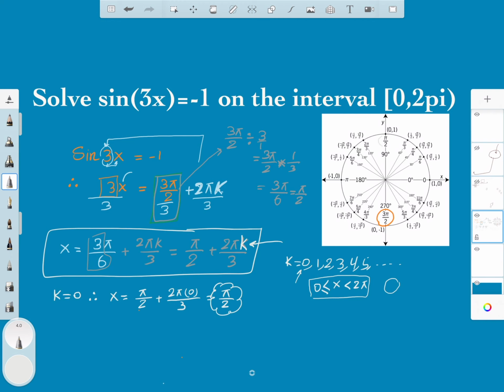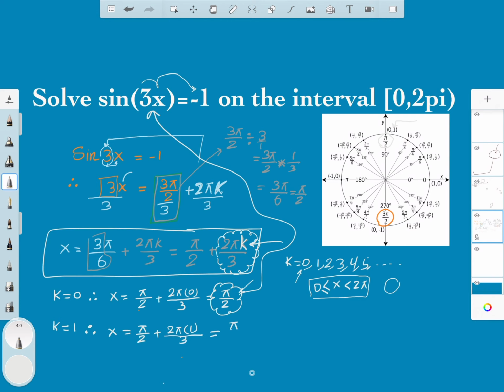Pi half is right over here. You know the value of y is not -1, but when you plug pi half in this equation, you will get 3 times pi half, the sine of that is -1. So without this extra property, we were not able to find this value of x by looking at this circle. So now let's look for different values for x. K equal to 1. Here we have x equal to pi half plus 2 pi times 1 divided by 3.